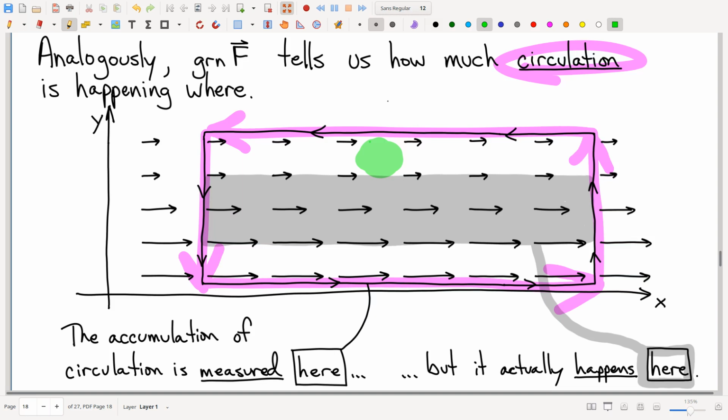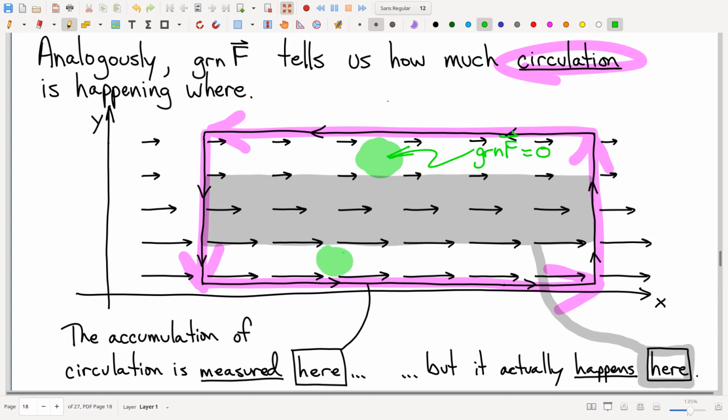And if you were to compute Green's operator on this, if you had an explicit formula for the vector field, you'd get 0. And that is Green's operator telling you specifically that of all this circulation you measure on the boundary, none of it's happening there. And likewise, same story down here.